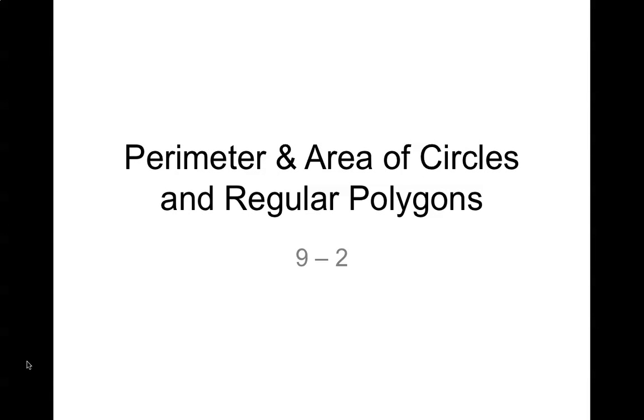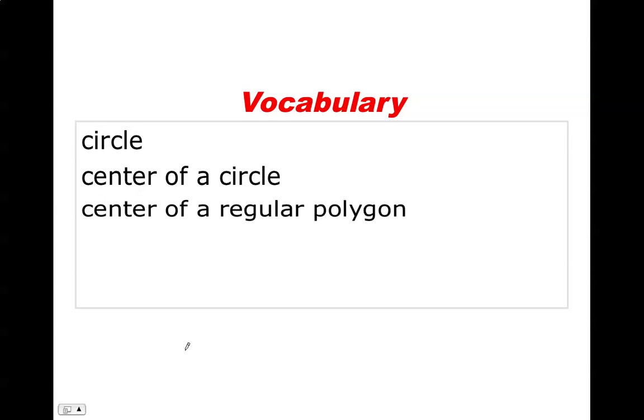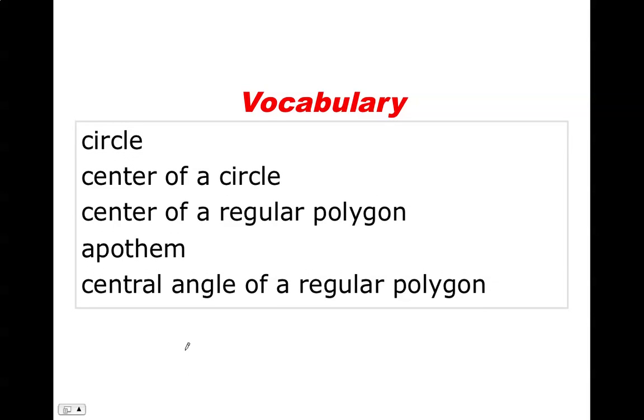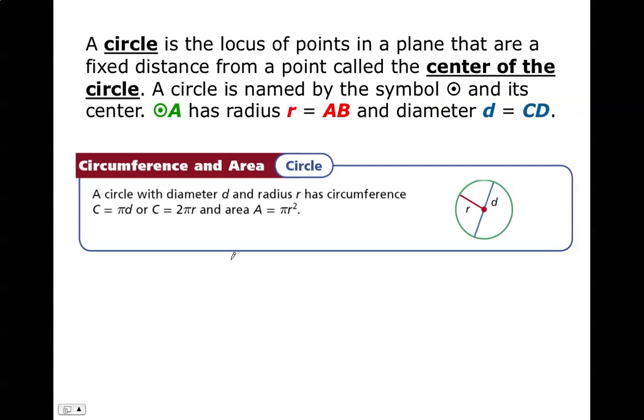Let's talk about the perimeter and area of circles and regular polygons. This is the vocabulary you need to know. Most of this you should already recognize, especially with the circle. But we're going to be learning new vocabulary words like the apothem and the central angle of a regular polygon.